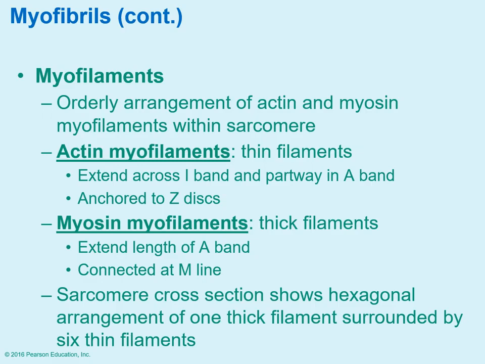It's all very specifically arranged and regulated. It's not random. The actin myofilaments, those are the thin ones that look like that thin blue on that picture. They will extend across the I band and partway into the A band. They're going to be anchored to a Z disc. The myosin are the thick filaments. They look like that thick red on the picture. They are extending through the A band.